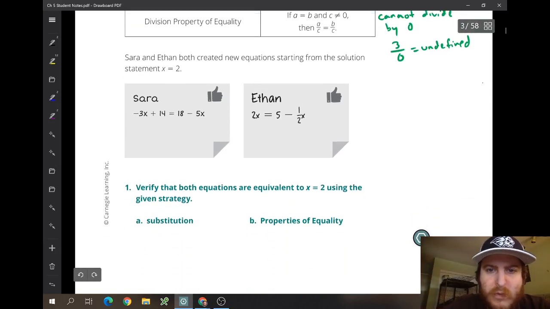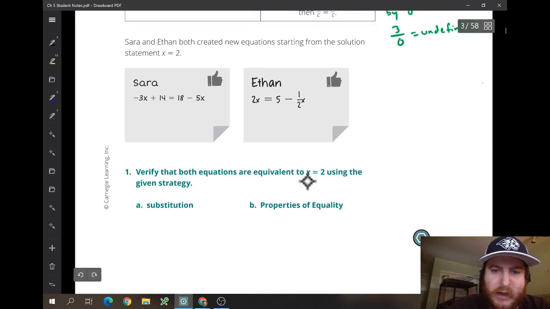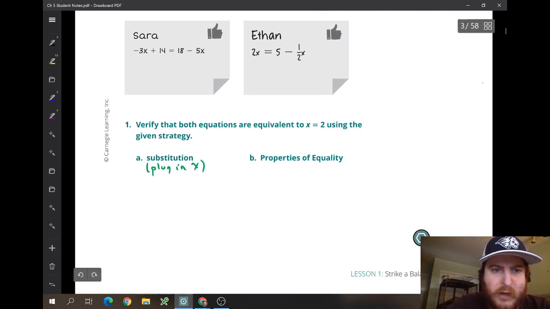So we have two equations, one created by Sarah, one created by Ethan. And we're going to verify, right? This was from the process we just did where we start off with x equals 2 and these are the equations they made. So we're going to start off by just plugging in. When we say substitution, it just means plug in the x value. And then we're going to do it through those properties by actually solving it. So I'm going to draw a little line here.